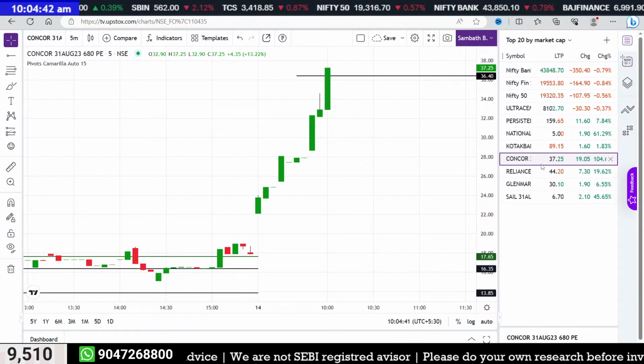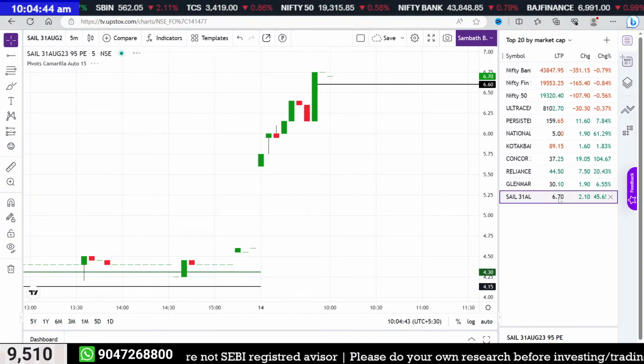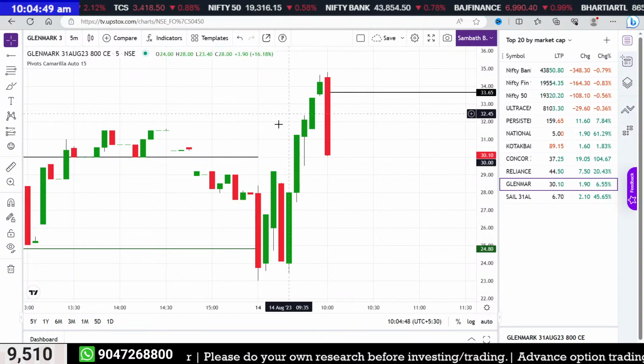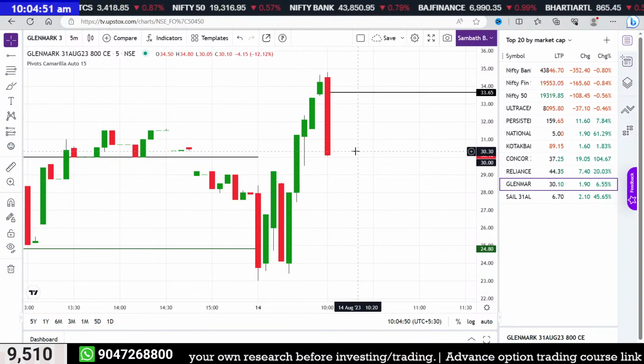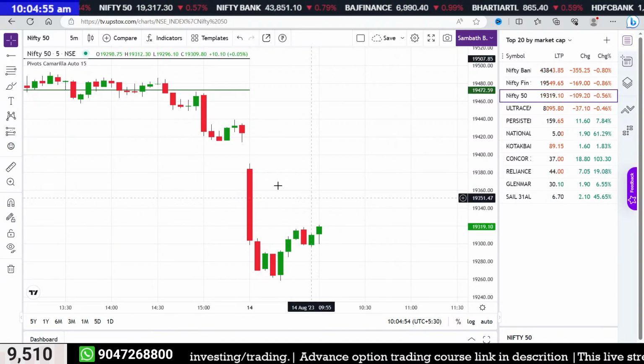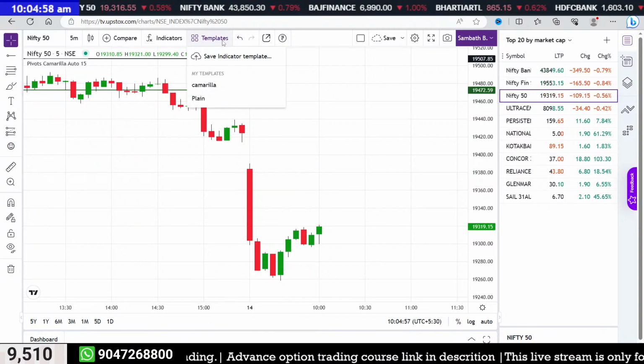Yeah, Kankar it moves 37. In SAIL 6.5. Glenmark, what's happening? Yeah, 33. Now it is triggered. We are looking for 33, but immediately some sharp spot. So okay, Nifty. Let us move more than.